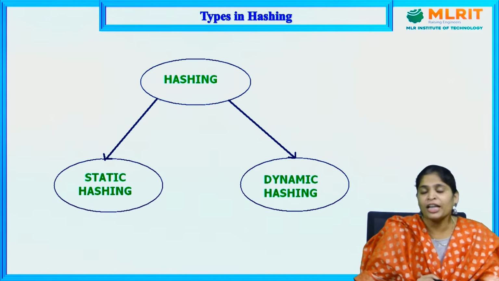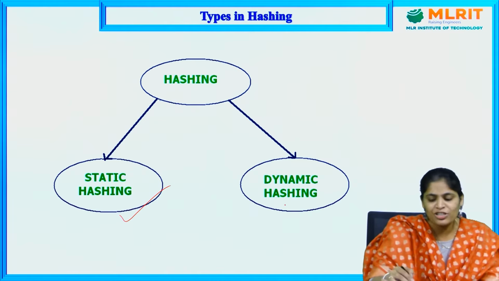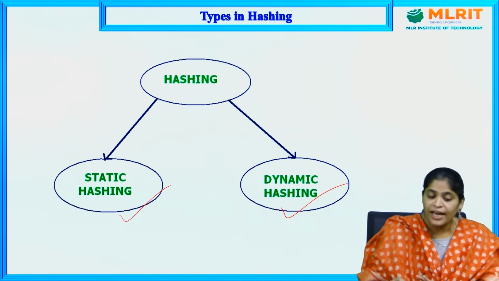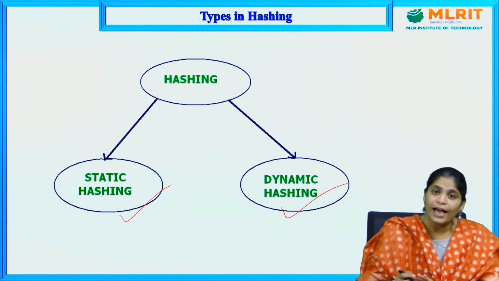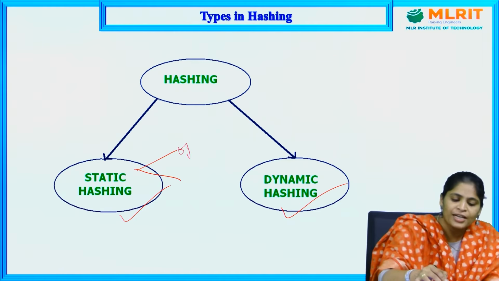What are the different types of hashing here? So mostly we have two types of hashing, static hashing and dynamic hashing, right? So what is static hashing? In this static hashing, we have again two categories. Okay, open hashing and closed hashing.